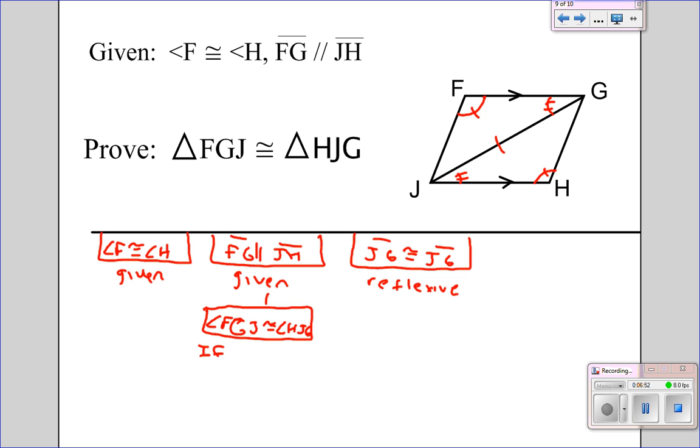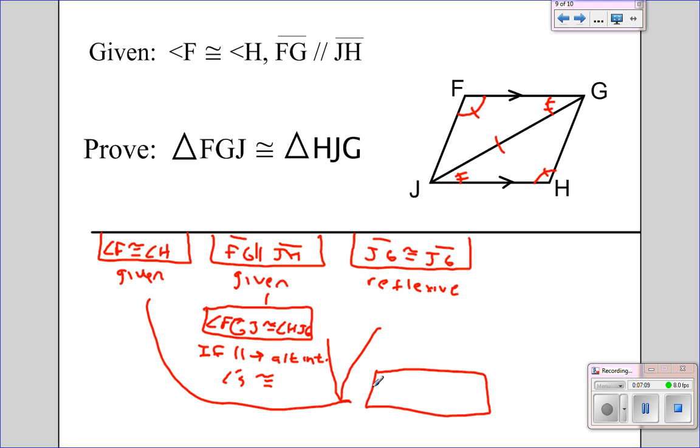That's because if parallel, then alternate interior angles are congruent. If I said corresponding angles earlier, I'm sorry. It's alternate interior angles are congruent. And now you join them all together, and you can say triangle FGJ is congruent to triangle HJG, and that's by the AAS congruence. So remember, keep practicing these proofs because practice makes perfect on them.